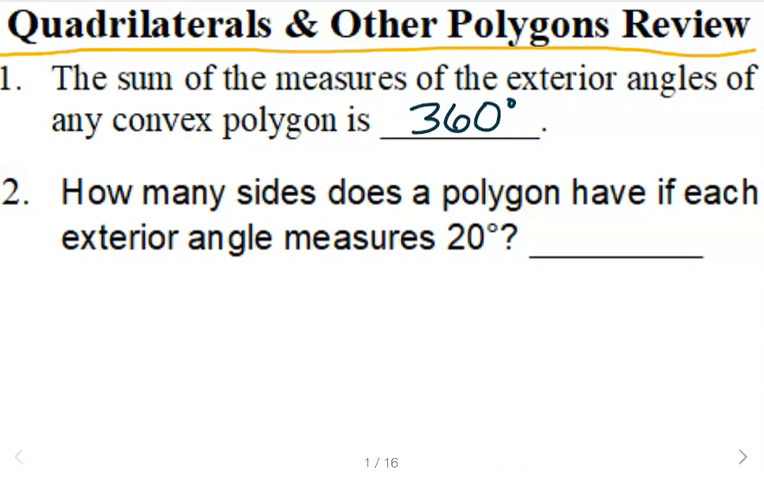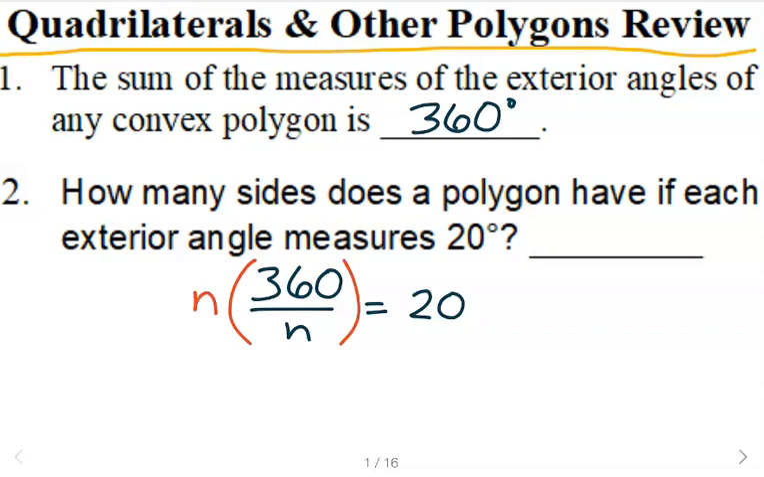How many sides does a polygon have if each exterior angle measures 20 degrees? Well, the sum of them is 360. So 360 divided by some number of sides, which we don't yet know, equals 20. And so we want to solve this for n. So multiply both sides by n.